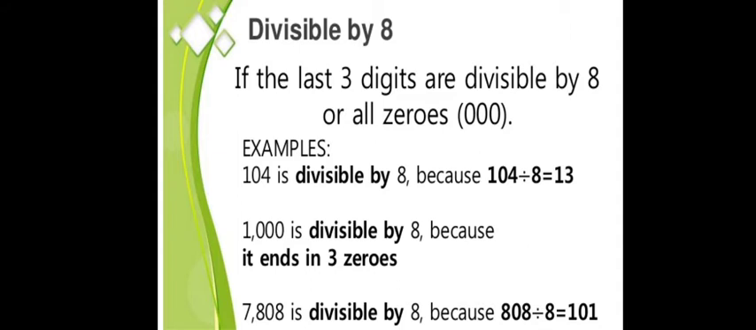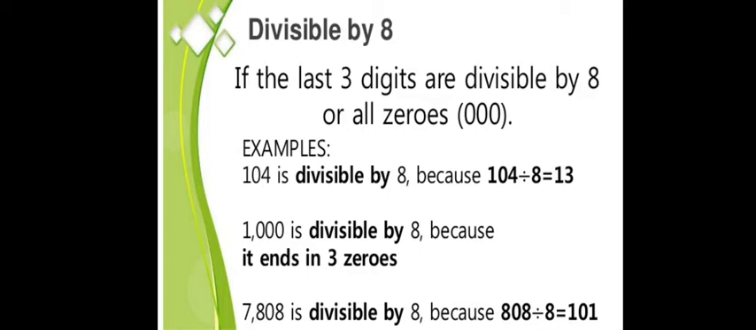Next, divisibility rule of number 8. If the last 3 digits are divisible by 8 or all zeros, the number is divisible by 8. See the example 104. There are 3 digits. When we are dividing, the quotient is 13. So no remainder. So the number is divisible by 8.